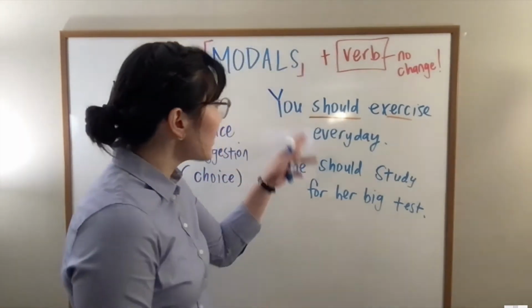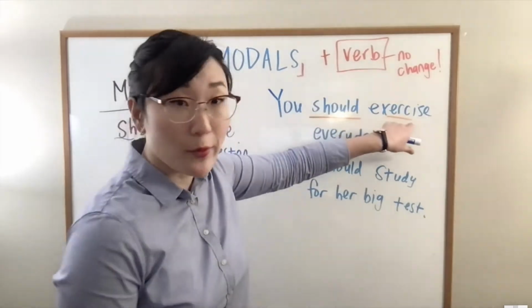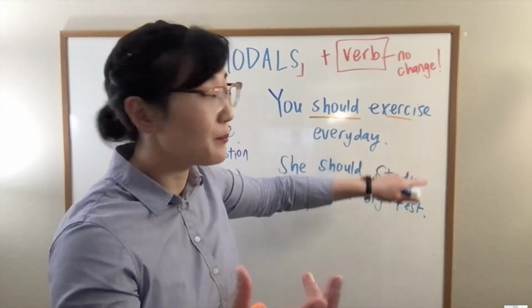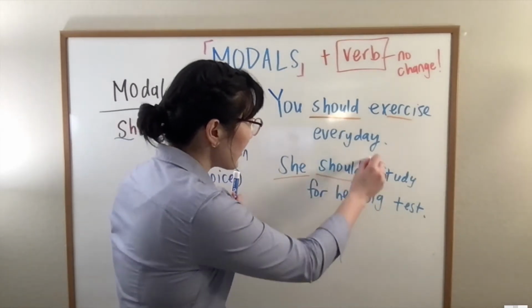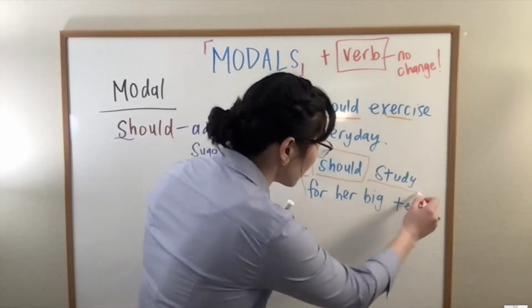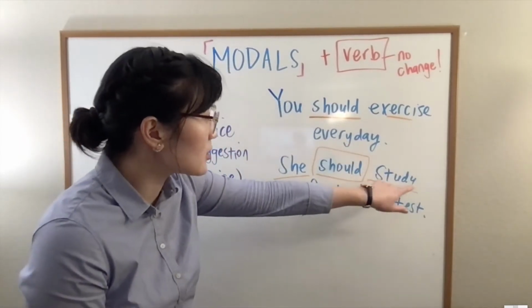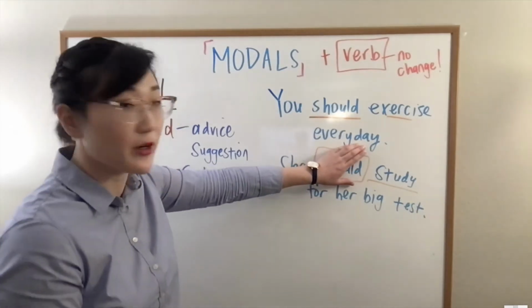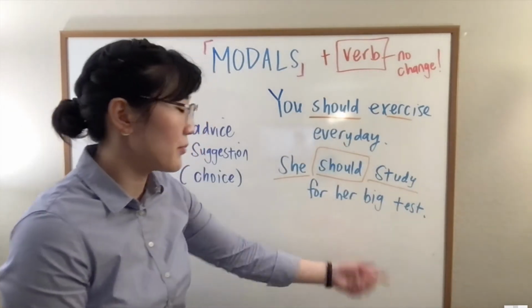So in this case, should exercise. This is the base form of the verb. We don't change this. No problem. Over here, she. Okay, so remember, if I have my modal, this verb does not change. If I don't have this modal, then I need to change this to IES. She studies for her big test. If I have the modal, she should study for her big test.